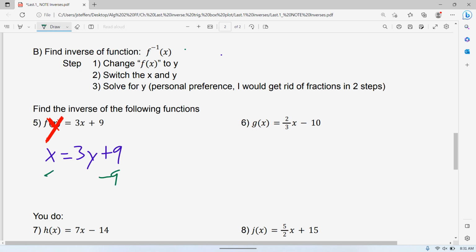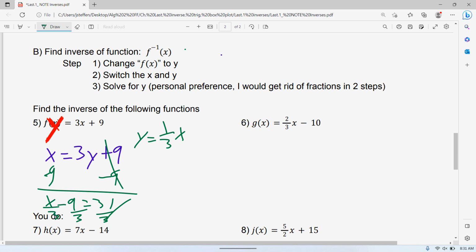Subtract 9 from both sides, and it cancels. x minus 9 is equal to 3y. Divide everything by 3. y is equal to x over 3, which is 1/3 x. And 9 divided by 3 is -3.